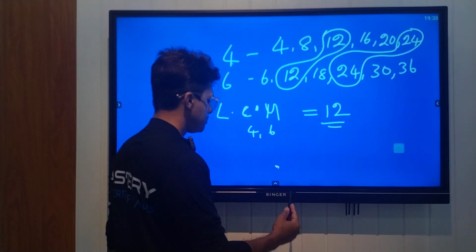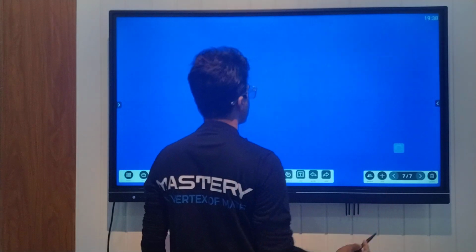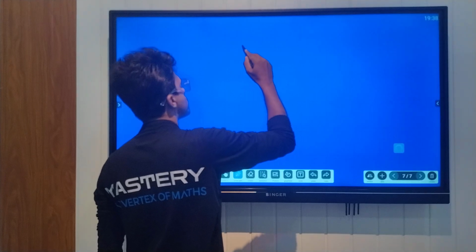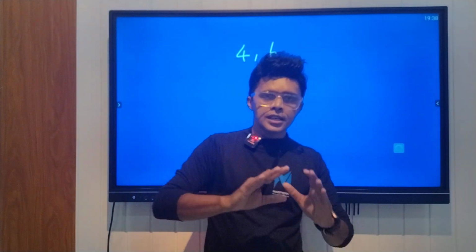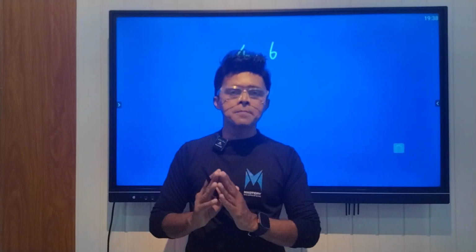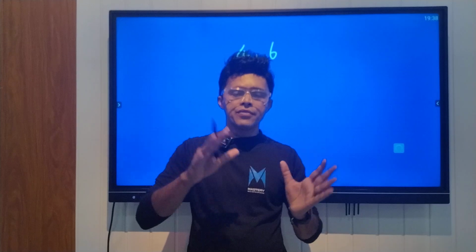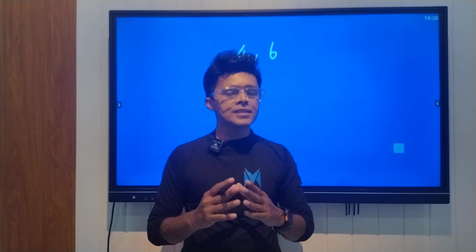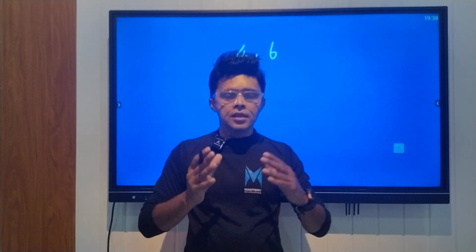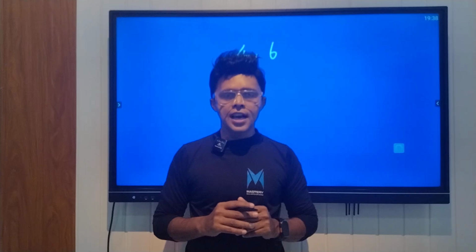Okay, so we could get the least common multiple of 4 and 6. This is the second method. Considering the multiples, we could get the LCM of given numbers. Now we are going to find the LCM. Already we've taken the LCM of 4 and 6, that is 12. The same value can be taken using the method of division as well.